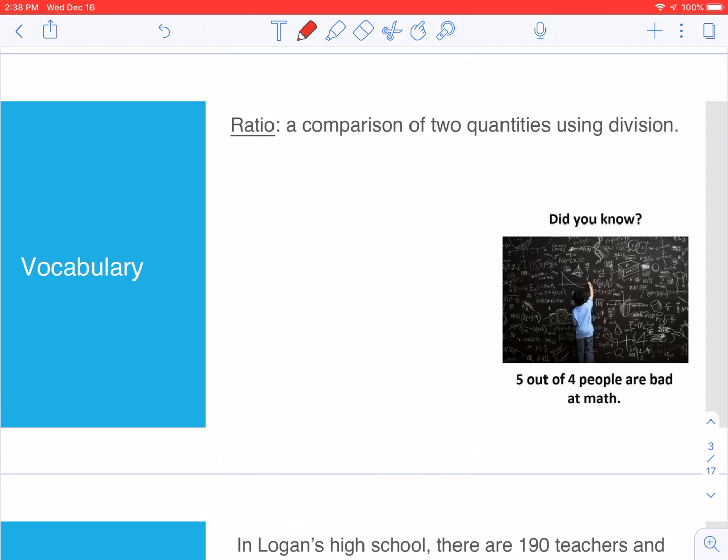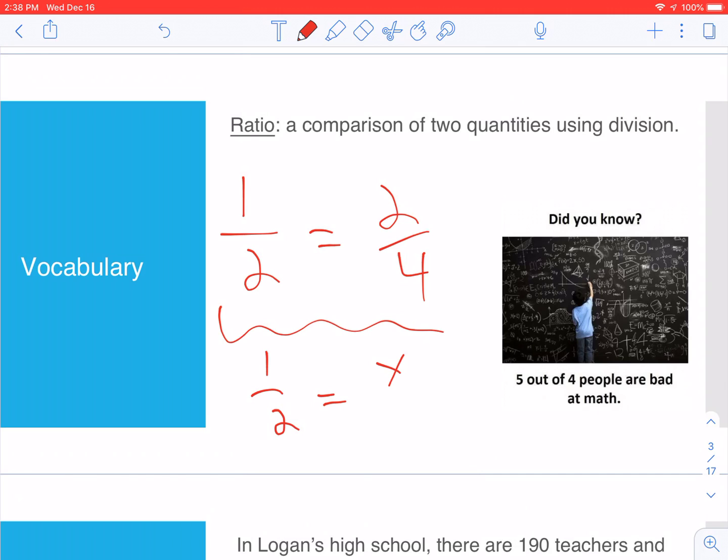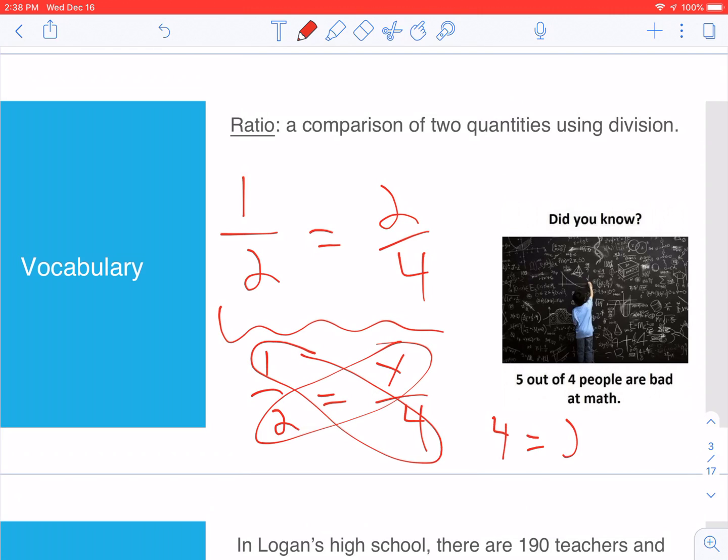So a basic proportion would be 1 to 2 equals 2 to 4, right? Those are both equal to 1/2. Those are both proportional to each other. If we set the same problem up with algebra, we would say 1 over 2 equals x over 4, and then we would cross multiply. Okay, circle. So 4 times 1 is 4, 2 times x is 2x. Divide both sides by 2, and x equals 2.